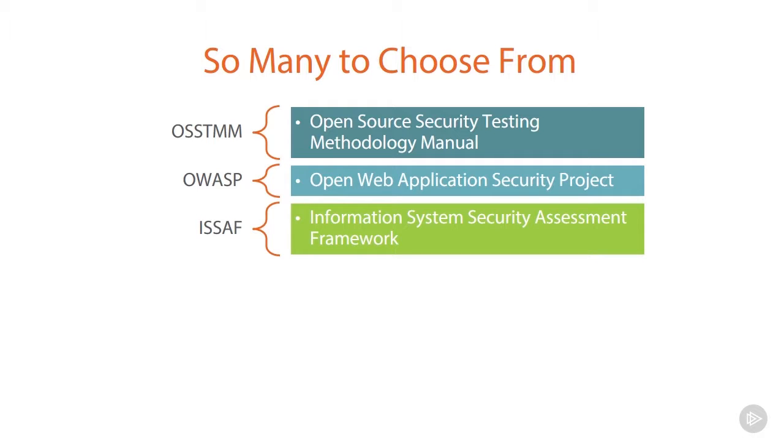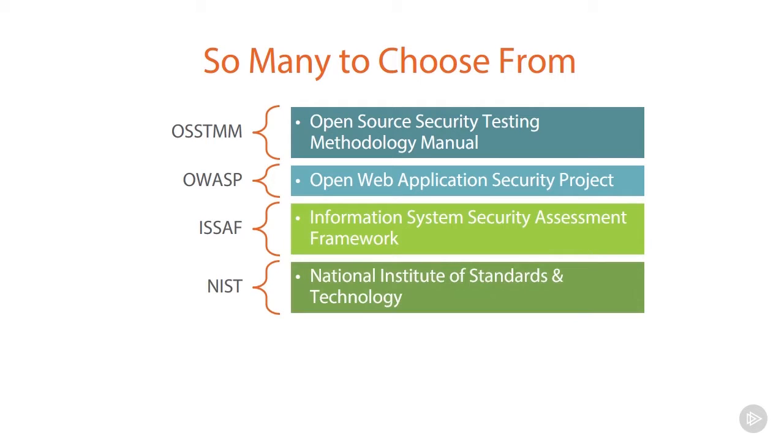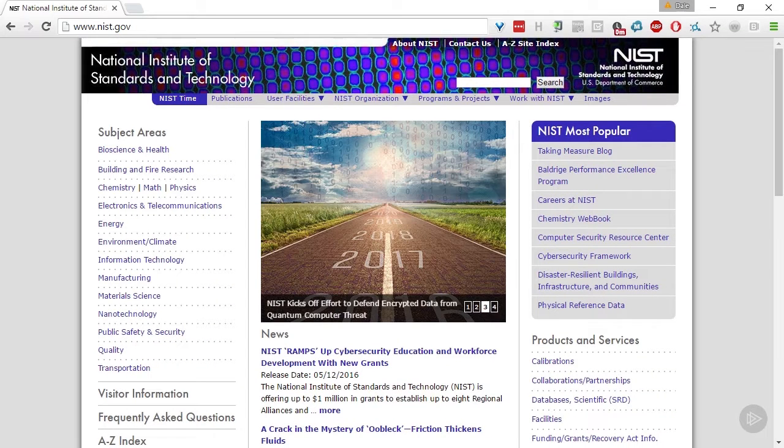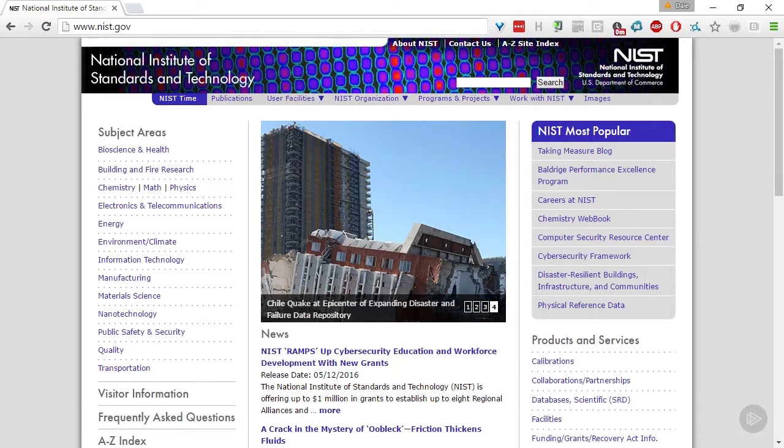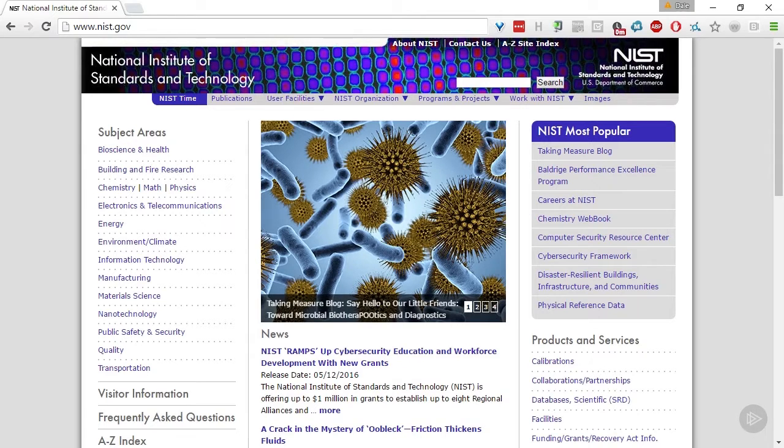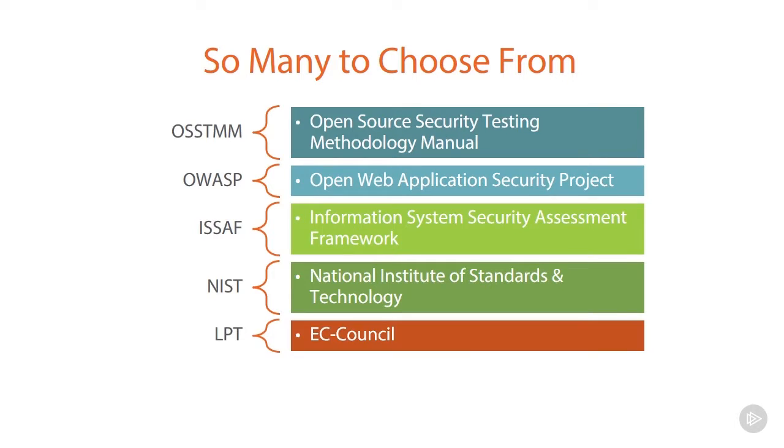Another standard that you could look at is the NIST, which, yes, lots of acronyms here, stands for the National Institute of Standards and Technology. And again, they have also a nice little website. This is actually a federal technology agency that goes through and works with the industry to develop and apply technologies, measurements, and standards. Then we have LPT, which is EC Council's Licensed Penetration Tester.